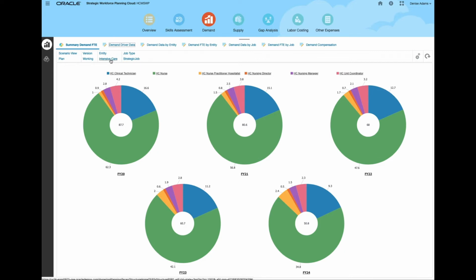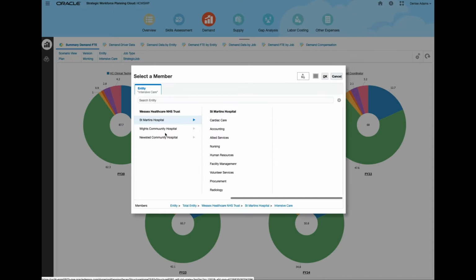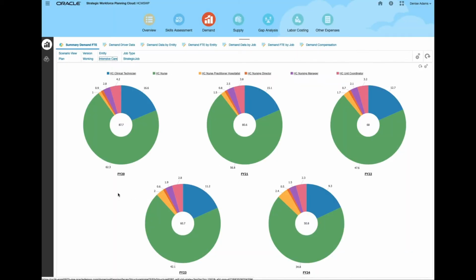I can, however, be looking at a higher level or a lower level than that. There's a hierarchy that sits within here. So for example, I can see up into the specific hospital that this unit sits in, to within the trust, to potentially within regional, or even within a national level. So this allows me to plan at whatever level I like. I'm just going to stick with my intensive care unit just for simplicity.